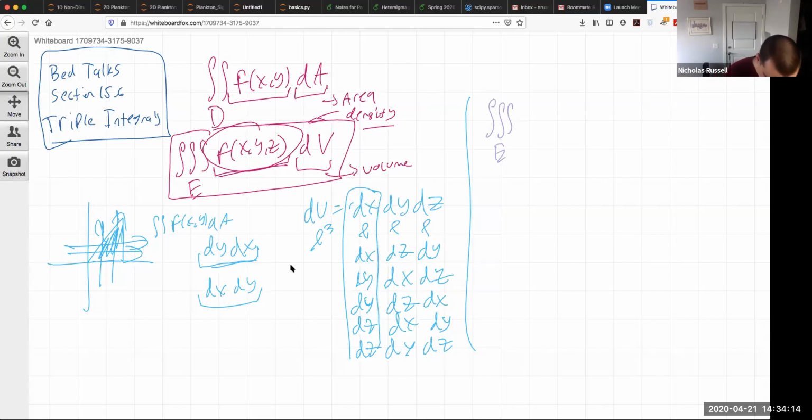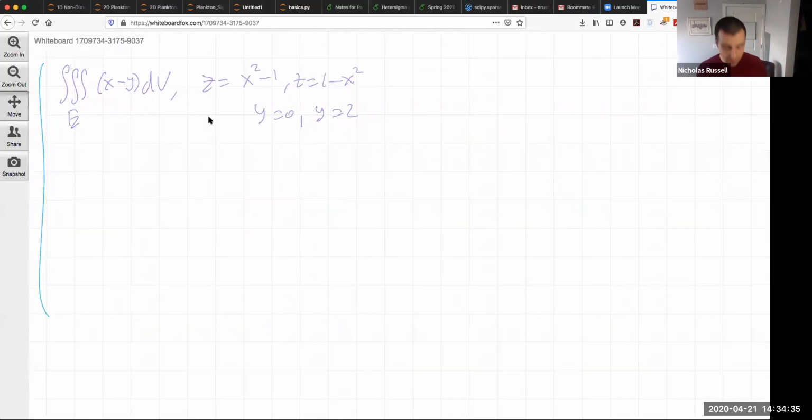So the problem here states that I have a triple integral over my region E of x minus y dV, where E is enclosed by the following surfaces: z is equal to x squared minus 1, z is equal to 1 minus x squared, y is equal to 0, and y is equal to 2. And this is my region E, and I want to figure this out. So again, the interpretation of this is I have my region E here. We can imagine this maybe as a density of some sort, and I'm trying to integrate over this volume that I'm now creating. This is a volume now because we have this dV.